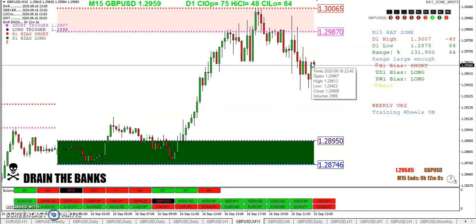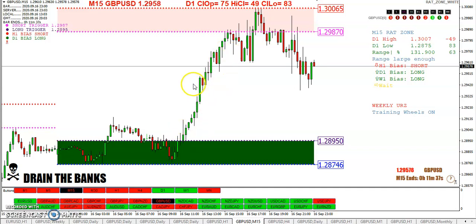The rat zone, how do you trade it? It's simply, the rat zone isn't a trade per se. It says that if you enter a trade in the upper rat zone short, chances are price is going to leave it before the end of the day. And if you enter a trade in the green rat zone, once again, price is going to leave the rat zone by the end of the day.